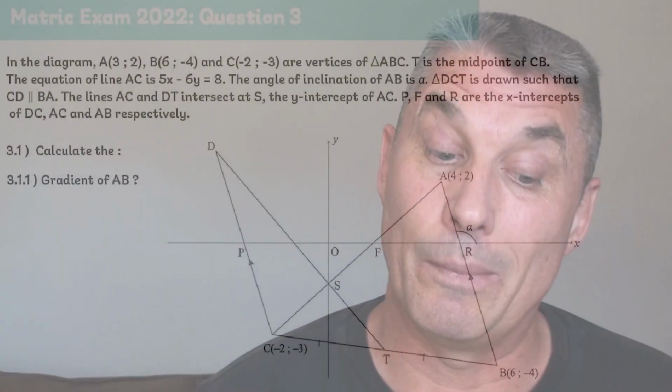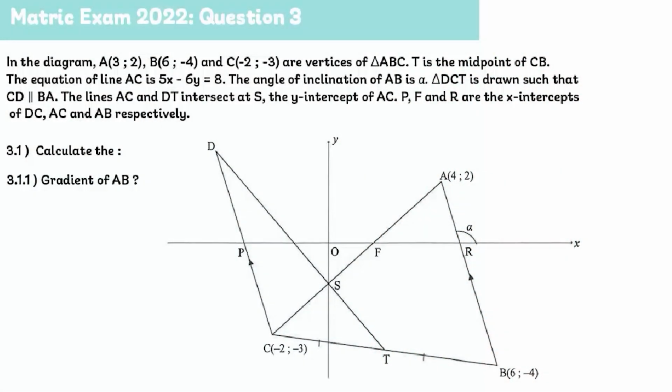On to question 3, 3.1, 3.1.1. Let's have a look. In the diagram, A is the point (3; 2), B is (6; -4), C is (-2; -3). These are the vertices of triangle ABC. T is the midpoint of CB. The equation of line AC is 5x - 6y = 8.